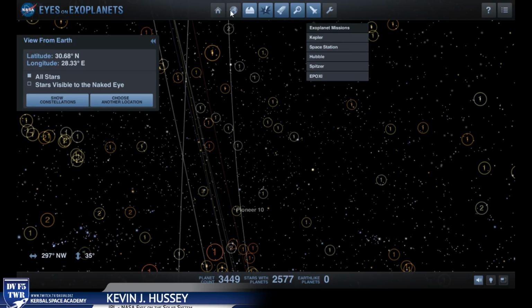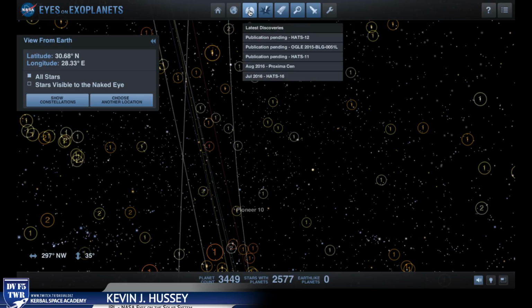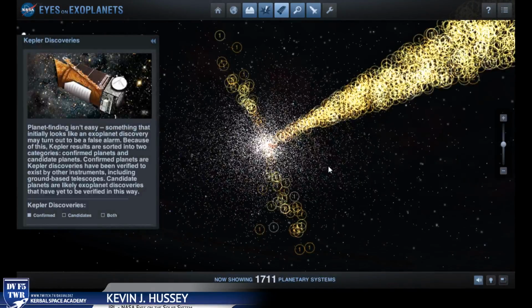So you can view from the Earth. Now here's kind of fun. These are the latest discoveries. So these are different publications. Now this is not as up to date as I'd like it to be. Otherwise, we would have Trappist 1 in here. These are the Kepler discoveries because it was the main mission.